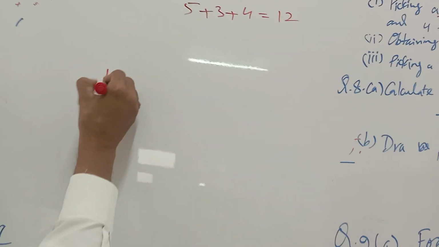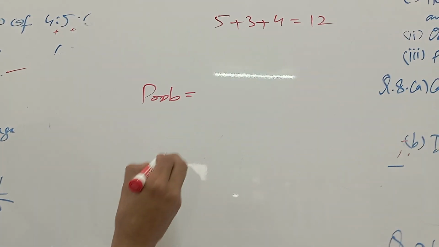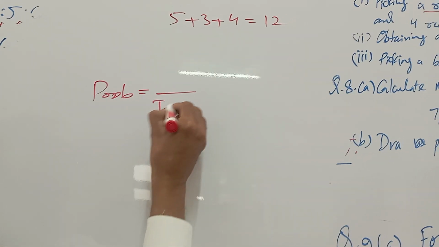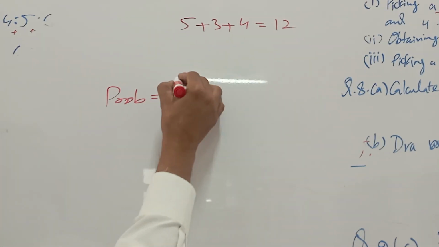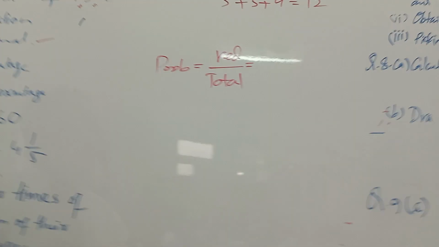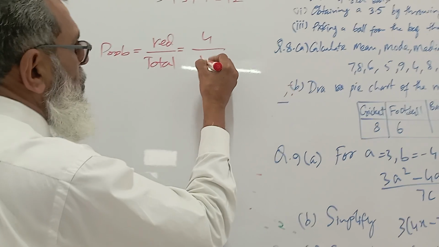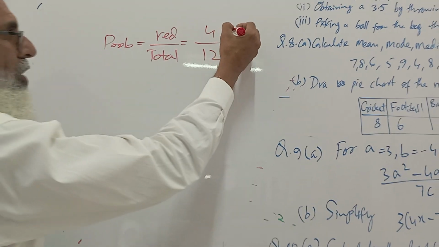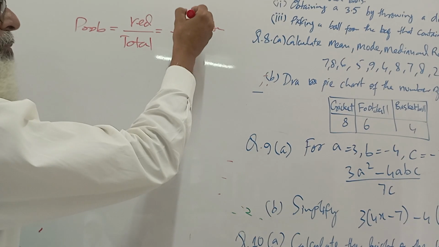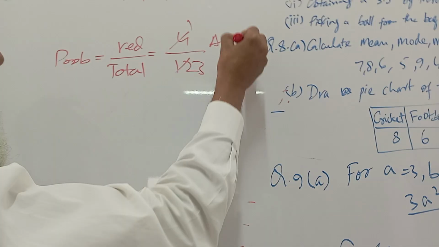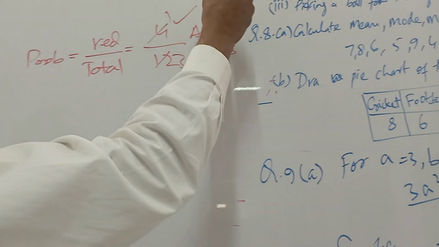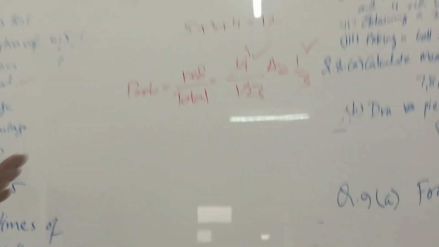So the probability will be found by the number of red balls out of the total. How many red balls are there? 4 out of the total, which is 12. So if you want to write, this is your answer. If you want to simplify, you may simplify 4 with 4; 4 threes are 12, so 1 by 3. This is your answer, or this is your answer. Both the answers are right.